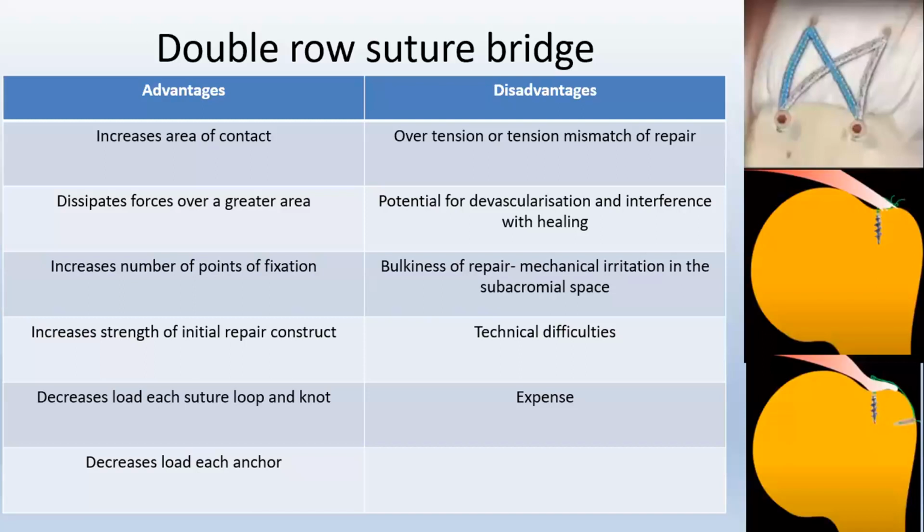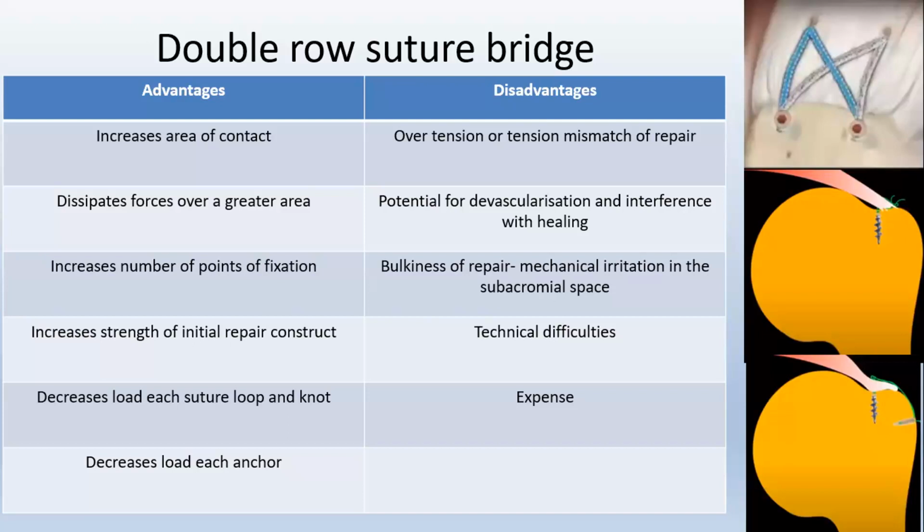So the advantages of a double row suture bridge technique: it increases the contact area, and because of the increased contact area, it dissipates the force that's acting over the tendon to a greater area. It increases the number of points of fixation and also increases the strength of the initial repair construct. It decreases the load on each suture loop and knot, and decreases the load on each anchor.